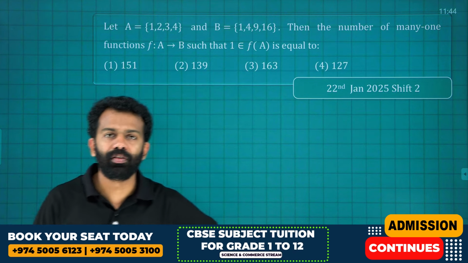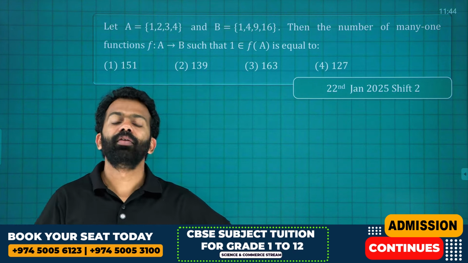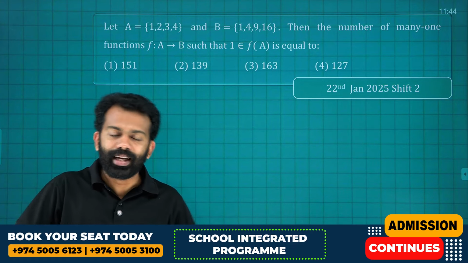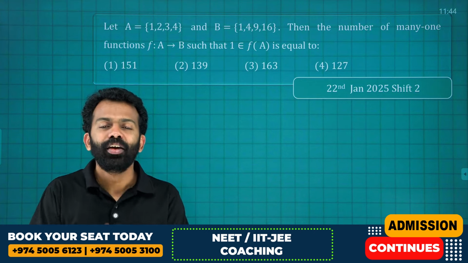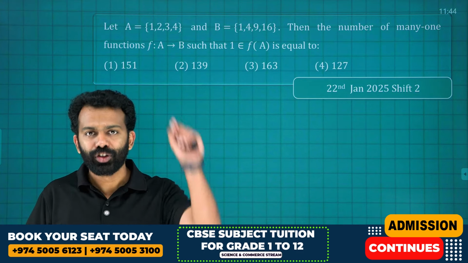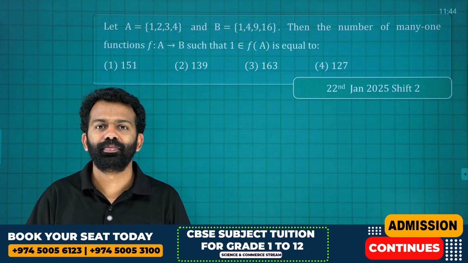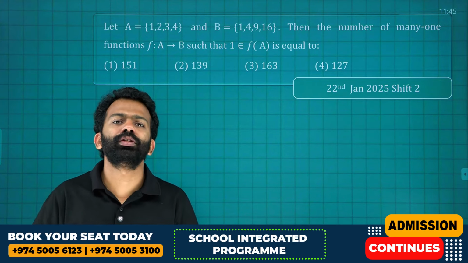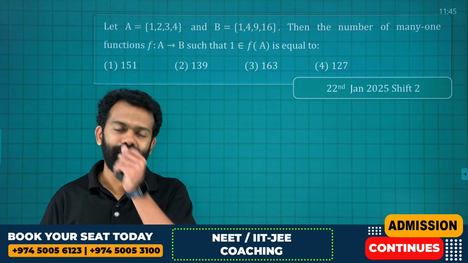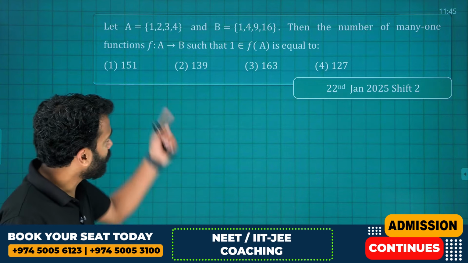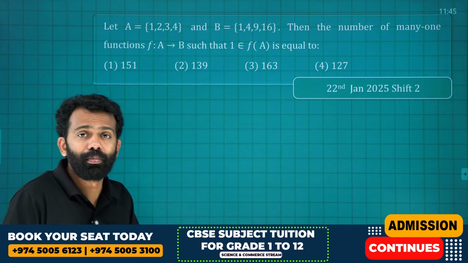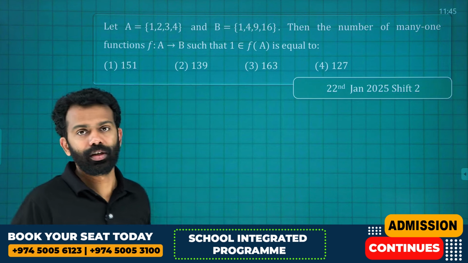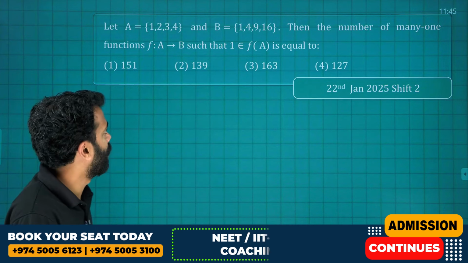See, two sets are given, A and B. We need to formulate the number of many one functions from A to B. That is easy. But the thing here is, for those many one functions, 1 should always be in the range. The element 1 should always be in the range. So, how are you going to do this question? See, let's start from finding the number of many one functions that is possible from A to B without this condition. Okay, let's do it like that.